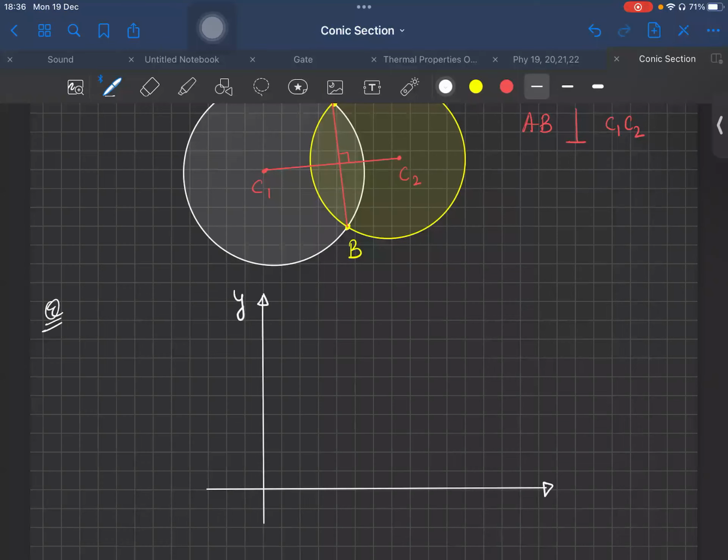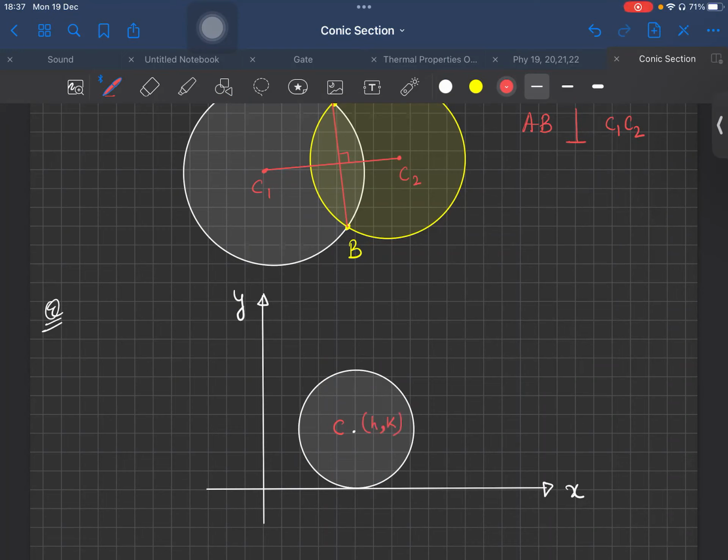This is Y, this is X. Let me draw a circle. Okay, so this is a circle. I'll give you some of the points. Let's say this point is the center of the circle, and this is, let's say, H comma K. Find out the equation of the circle.